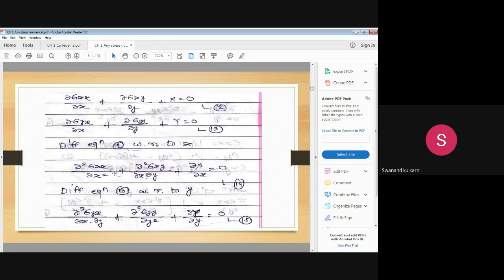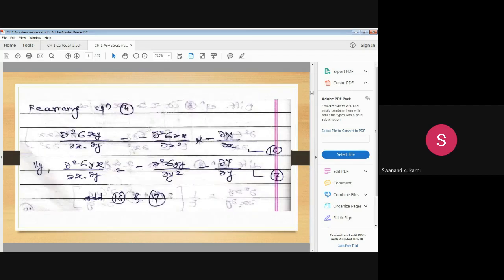Similarly, by taking the reference of equation 15 again, that is ∂²σyx, and σyx is nothing but σxy. So this is also the same term. So these remaining two terms are transferred to the right side in order to have the equation ∂²σyx/∂x∂y is equal to minus ∂²σyy/∂y² minus ∂Y/∂y.